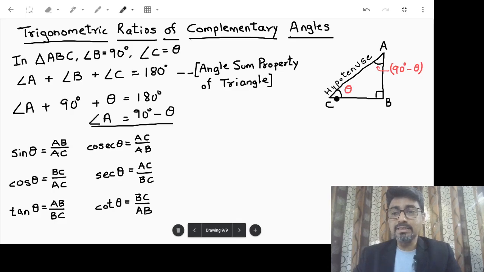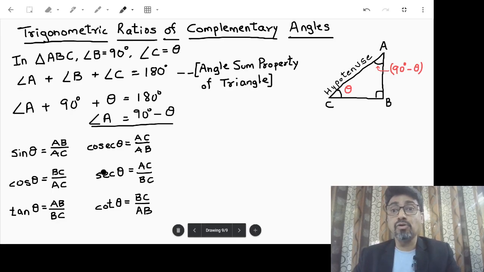Now in triangle ABC, for angle theta, AB will be the opposite side, BC will be the adjacent side, and for this triangle AC is the hypotenuse. Now let us write down sine: opposite upon hypotenuse, that's AB upon AC, right? Cos theta: adjacent upon hypotenuse, that's BC upon AC. And tan theta is opposite upon adjacent, so opposite AB, adjacent BC, AB upon BC.